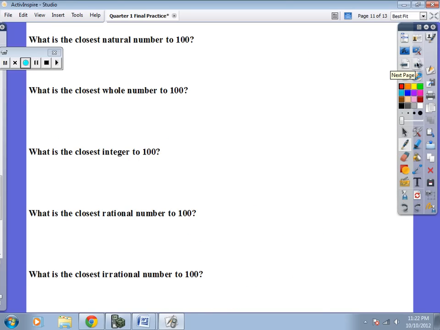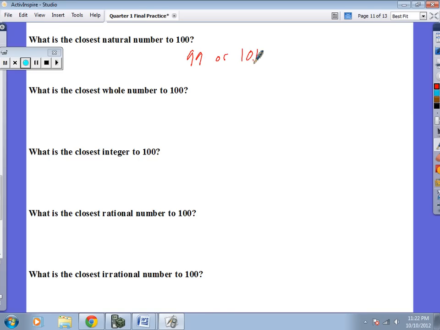Okay, the closest natural number to 100 is either 1 below or 1 above. And that is the exact same for the wholes, because wholes are also naturals and integers are naturals. So copy paste all 3 answers. But these final 2 get a little funky.